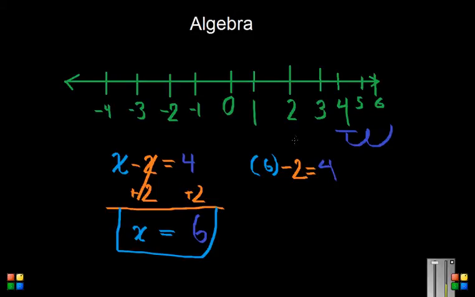Is this true? Well, let's find 6. 6 is right here, and we want to subtract 2. So let's take away 2. So 1, 2, and you're left with 4. So this is true. 6 minus 2 is equal to 4, and 4 is equal to 4. So it works.